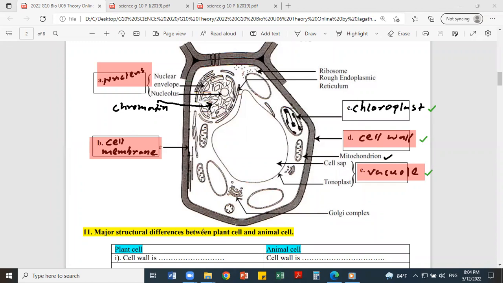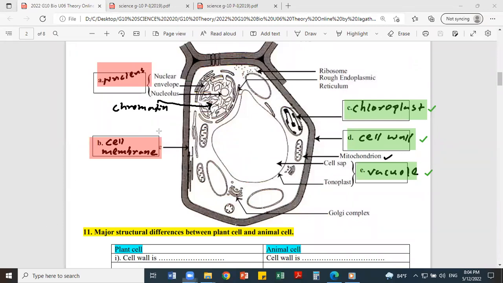So I put a right tick for these three. I'll highlight them in green to make it easy for you. Chloroplast only in the plant cell, cell wall only in the plant cell, vacuole only in the plant cell. Other structures are present in both the plant cell and the animal cell.